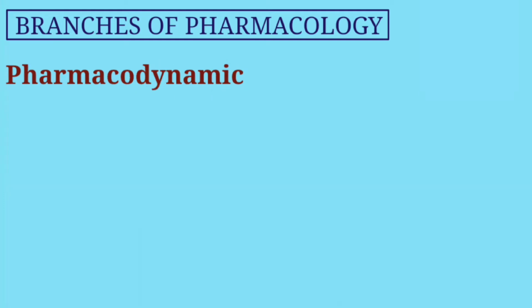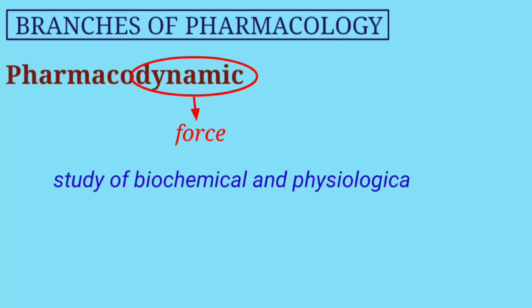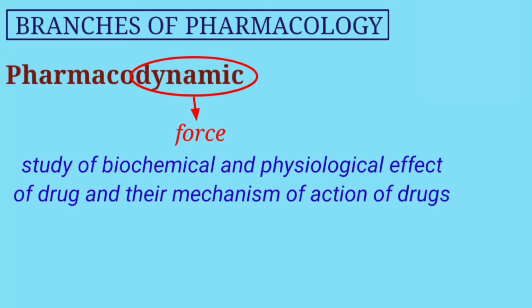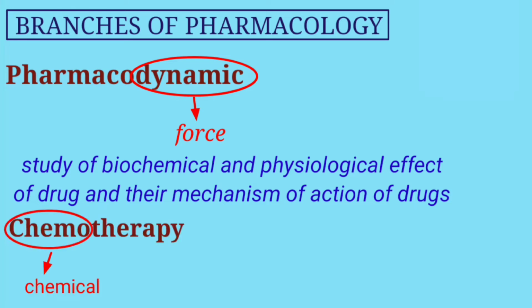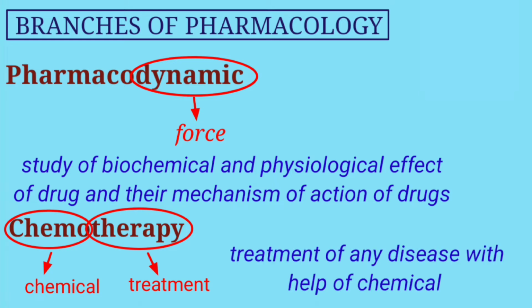Then fourth is pharmacodynamics. It is also derived from the Greek words pharmakon, meaning drug, and dynamics, meaning force. It deals with the study of biochemical and physiological effects of drugs and their mechanism of action. Fifth is chemotherapy. Chemo means chemical and therapy means treatment. It is a branch of pharmacology which deals with the treatment of any disease with the help of chemicals.